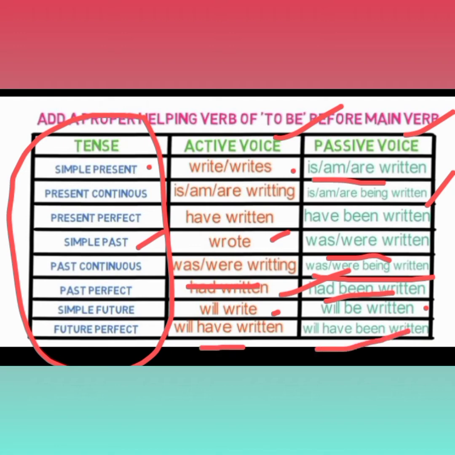Okay, so when you are changing an active voice into a passive voice, always keep the tense in your mind, and then the subject you are changing. That means the subject becomes the object, isn't it? And object becomes the subject when you are converting active into passive voice. So keep that subject also in your mind, and the tense.